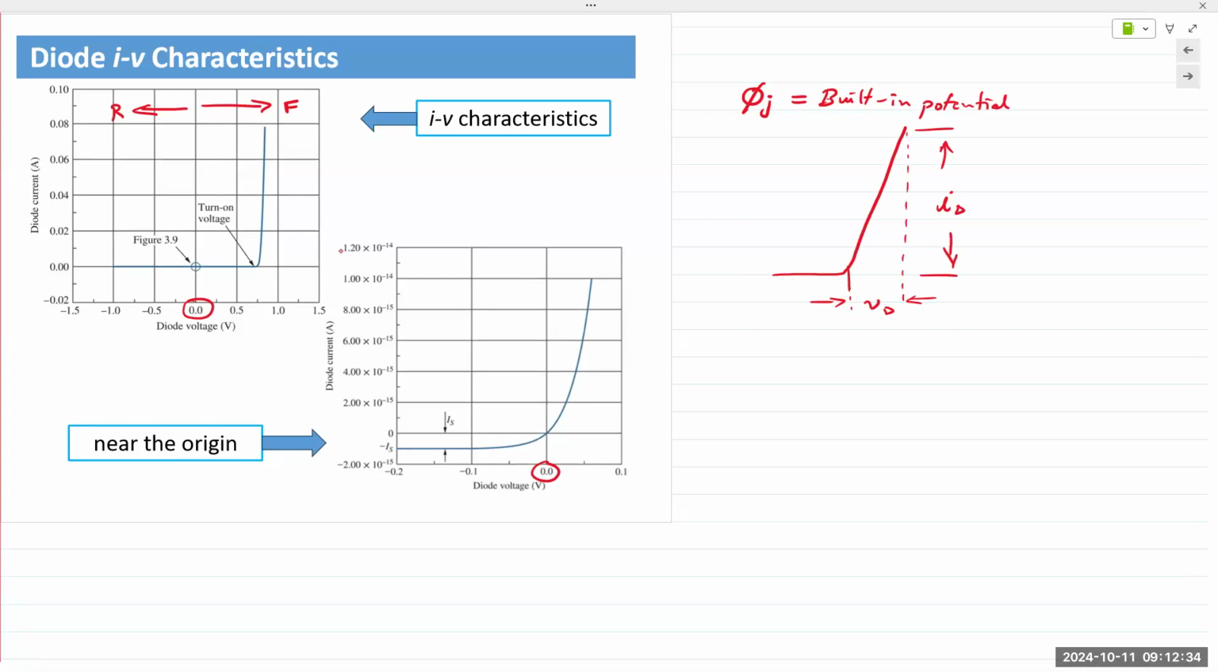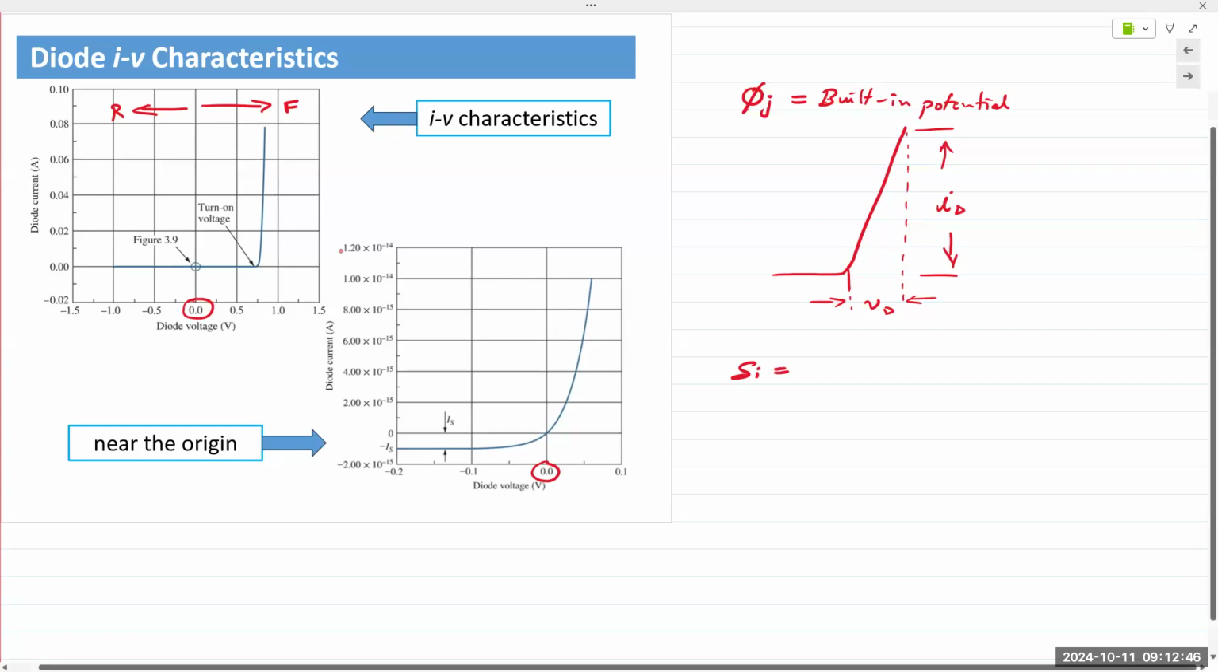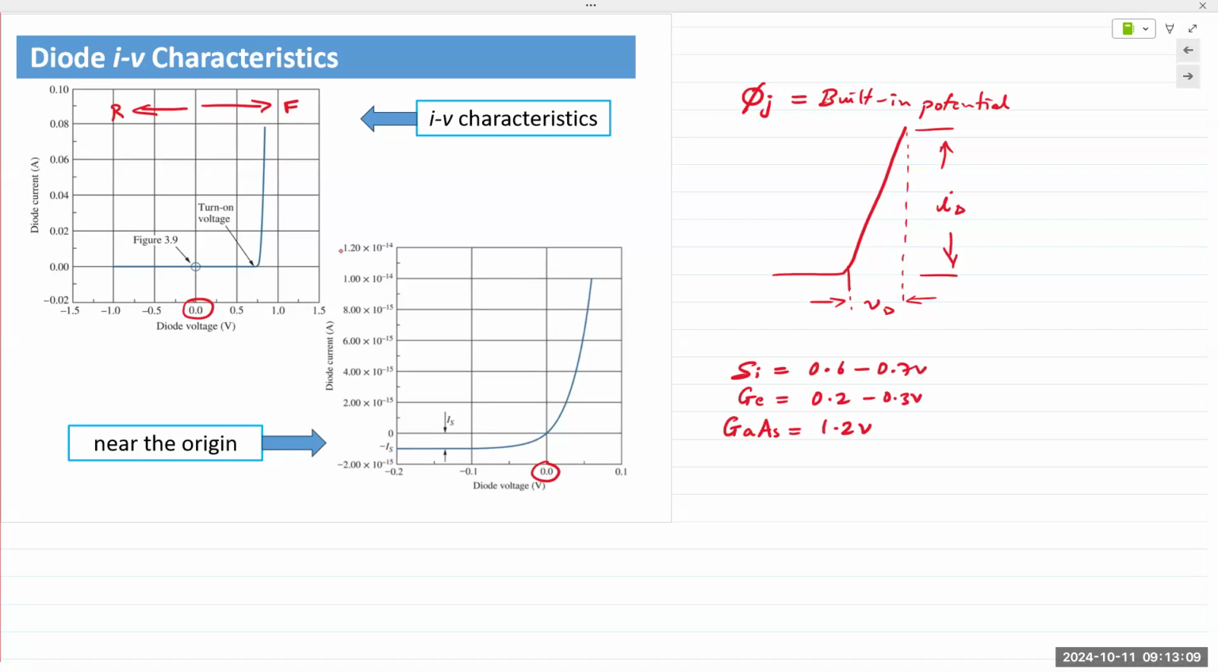So in the forward region, again, sufficient external voltage must be applied to overcome the built-in potential. For silicon diodes, that potential is 0.6 to 0.7 volts. For germanium diodes, it is 0.2 to 0.3 volts. For gallium arsenide, it is about 1.2 volts. Okay, it is a material property, depends on the element and the compound that we use.